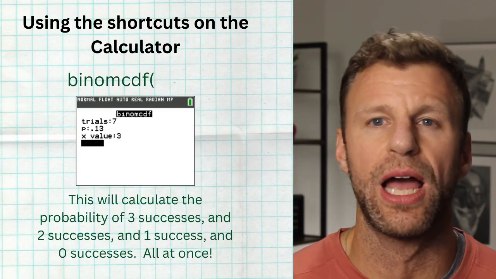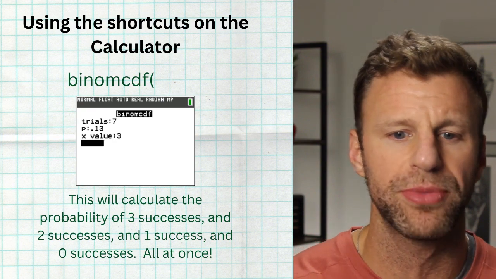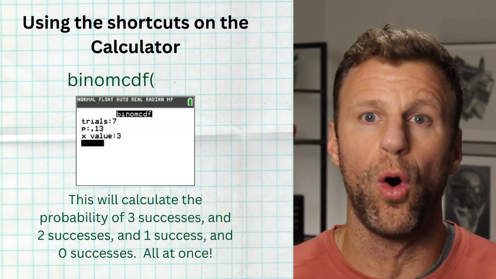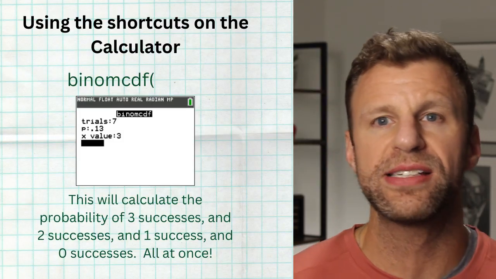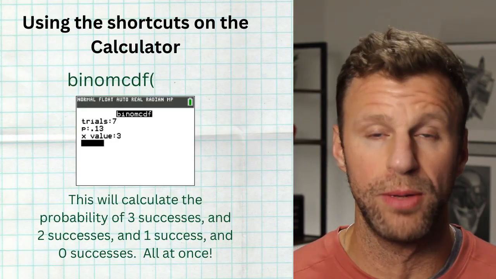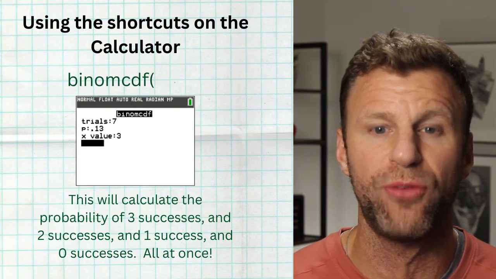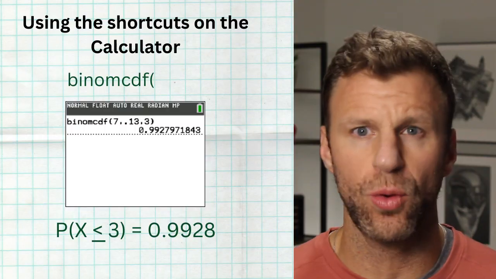It's going to save you a lot of time for some of those questions that ask you for multiple outcomes at the same time. So if I'm trying to find the probability that he makes 3 or less bullseyes, I'm going to go right to that binomial CDF, 7 trials, probability of success 0.13, and if I type in a 3 there, remember it's going to do 3, 2, 1, and 0, and add them all together for me, and I get 0.9928.